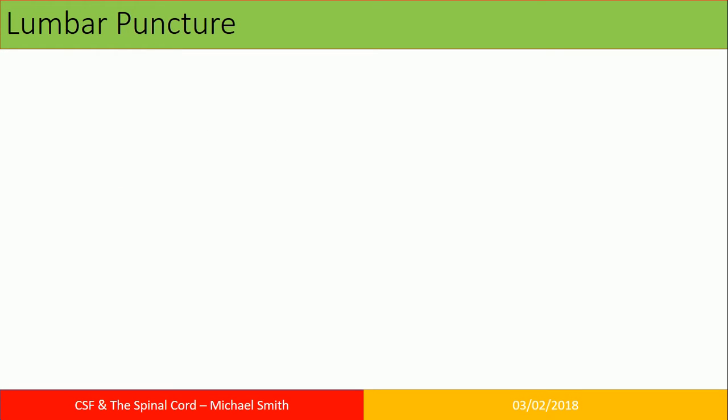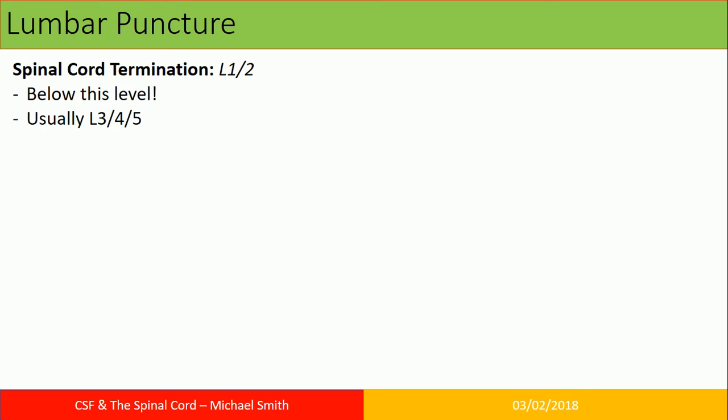If we want to perform a lumbar puncture, we obviously want to go below the level of our spinal cord at L1, L2. So we'd normally go at L3, L4, or L4, L5. The most common way to do this is to identify the iliac crest and then draw a line back. This should give you the L4 vertebra. Then you can use the gap just below that, and that will give you your L4, L5 space. And you can be confident that you're below the level of the termination of our spinal cord.